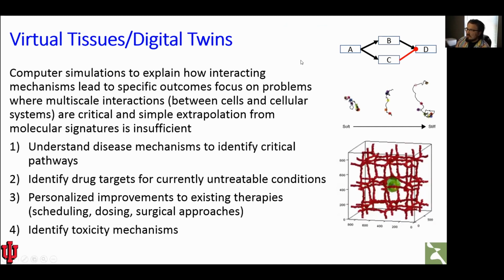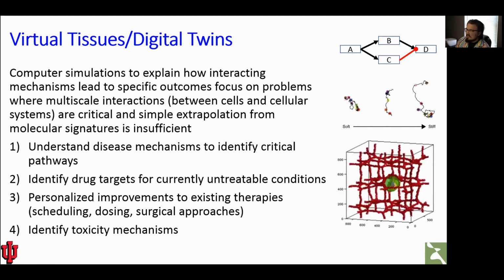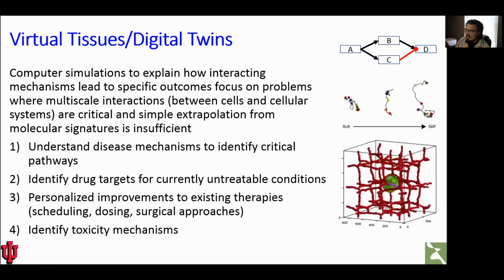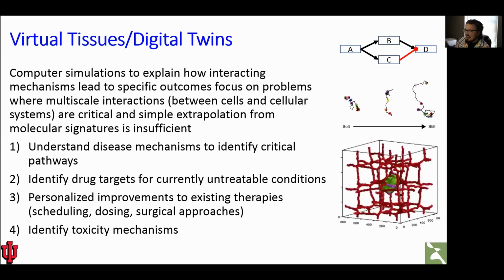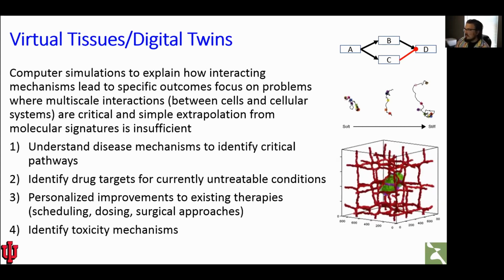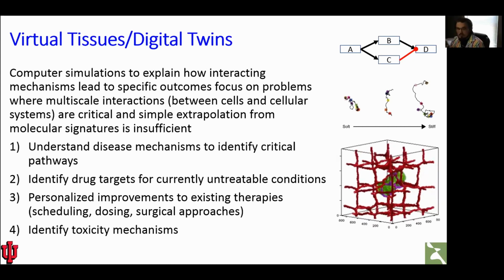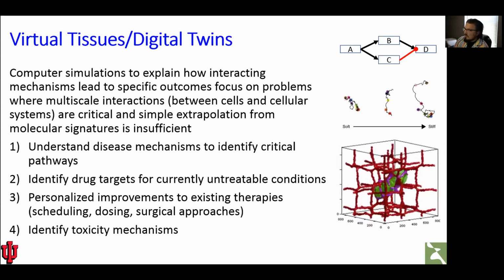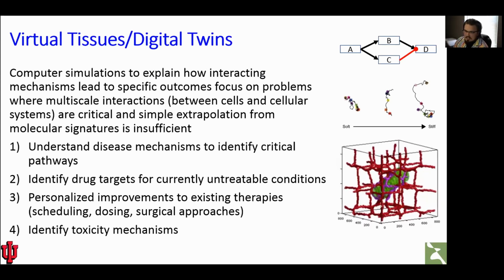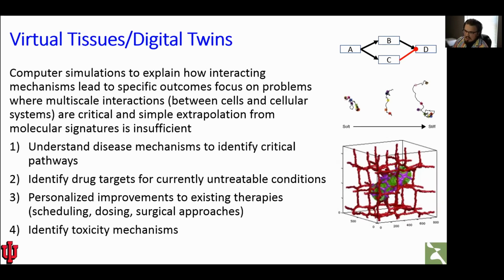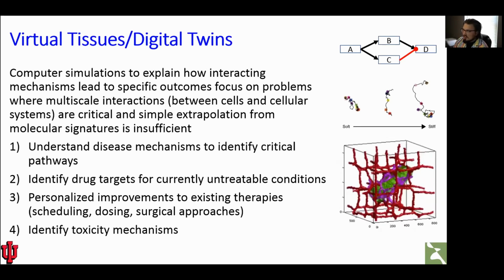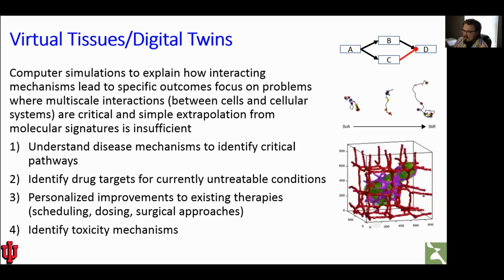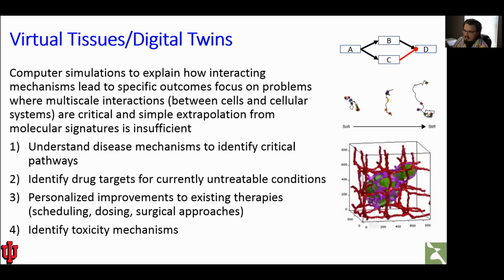So we do this because of computer simulations that can explain how mechanisms interact and how they lead to specific outcomes. These focus on problems where the multiscale interactions are critical and where something like a molecular signature is insufficient to explain a more systemic response. So we look at specific mechanisms and how variations in their behaviors result in higher level responses.